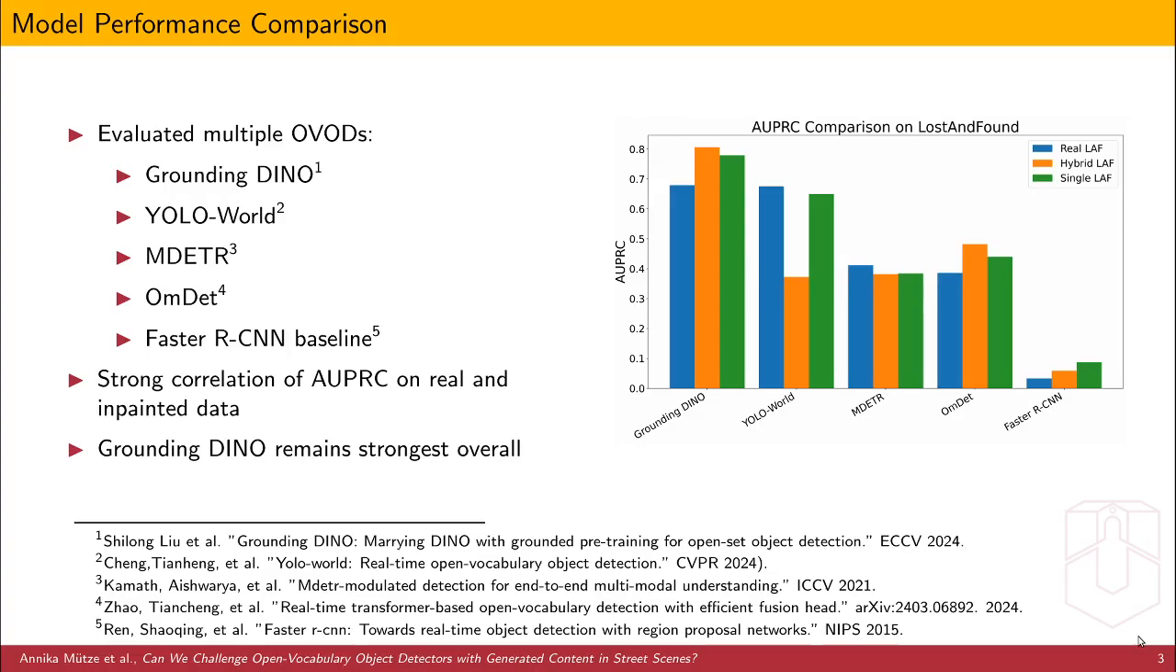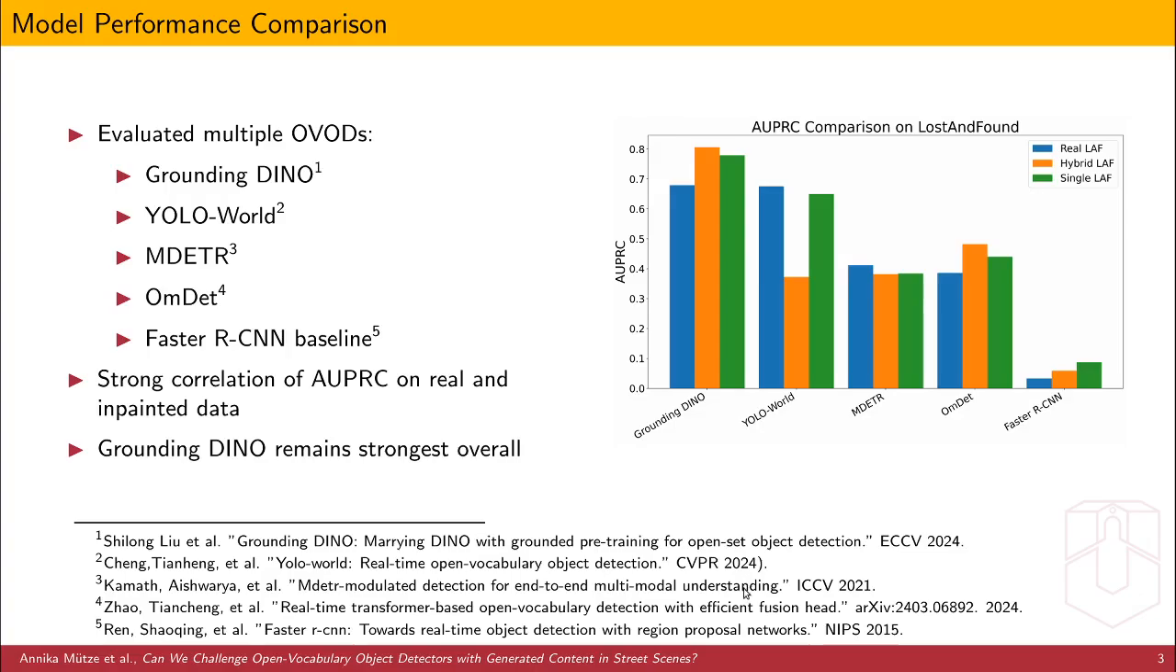Based on the datasets we generated with our method, we evaluate multiple open vocabulary object detectors and also compare them to a classical baseline where we used Faster R-CNN. Here on the right side, we compare the AUPRC on Lost and Found, where we have the real data, the hybrid concept inpainting, and the single concept inpainting. We see a strong correlation of the AUPRC on real and inpainted data, so open vocabulary object detectors can be challenged by both real and synthetic data.